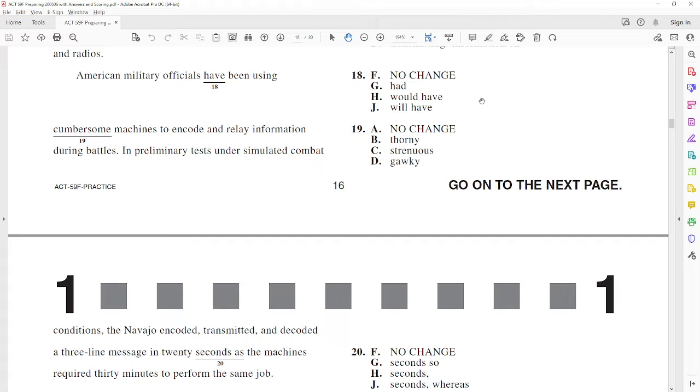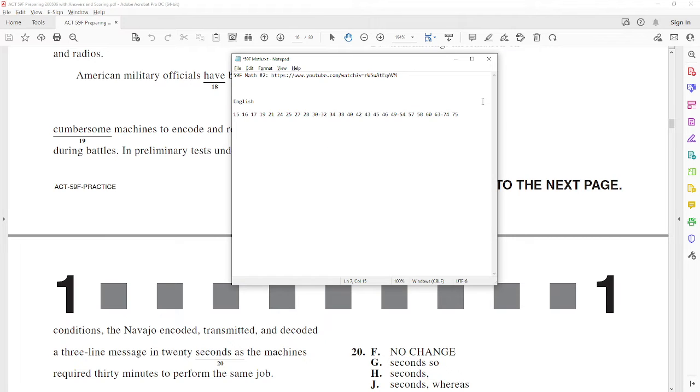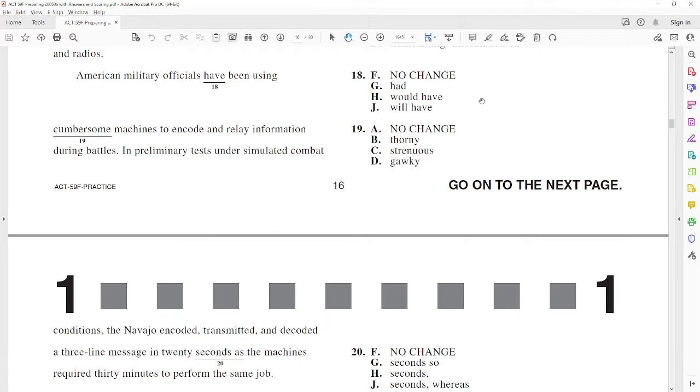American military officials have been using cumbersome machines to encode and relay information during battles. Which one are we on again? 19. Okay, 2 underlines in one sentence. We have to be on watch, but we've already dealt with 18, or you already did. You understand it.